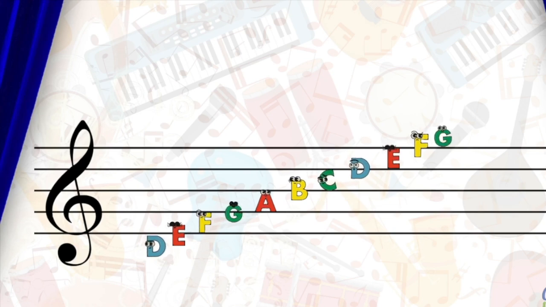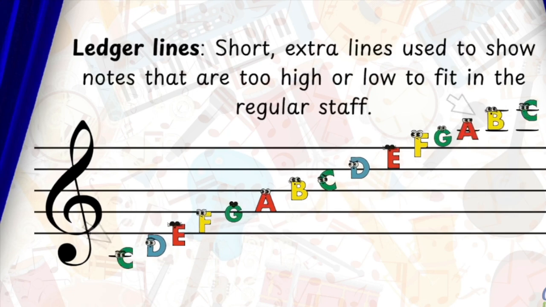Now, if we needed to, we could add notes directly below or above our staff. But if we wanted to add more, we'd need to utilize what's called ledger lines. Ledger lines are short, extra lines used to show notes that are too high or low to fit in the regular staff. Below the staff, we've added a C and D, and above the staff, we've added G, A, B, and C.